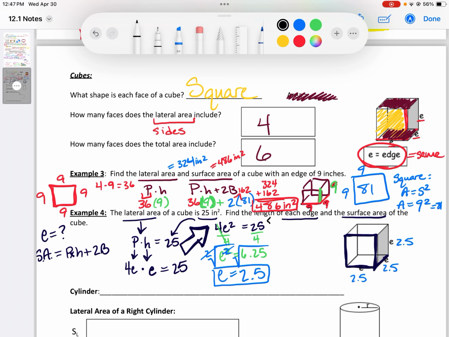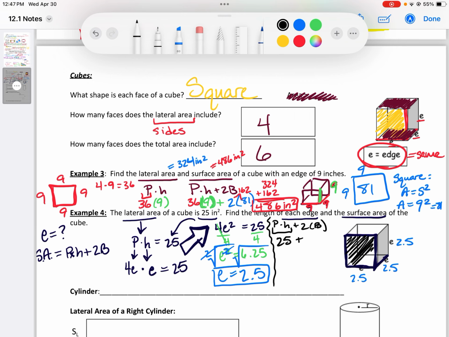Now my last step is to find surface area. So I need to do perimeter times height plus 2 times area of the base. Now here's the thing. PH is my lateral area, and I already know from the instructions that it's 25.